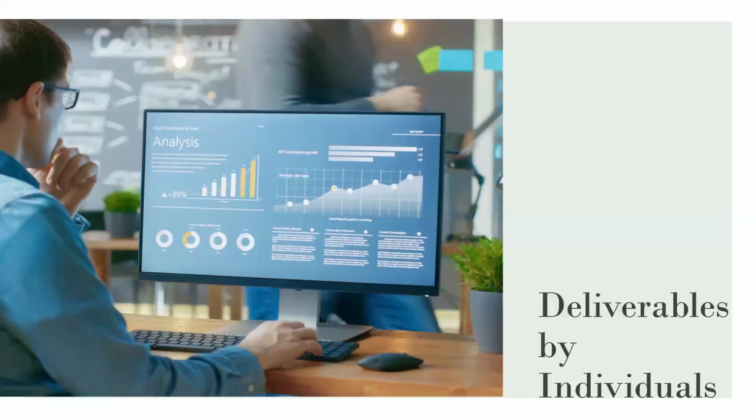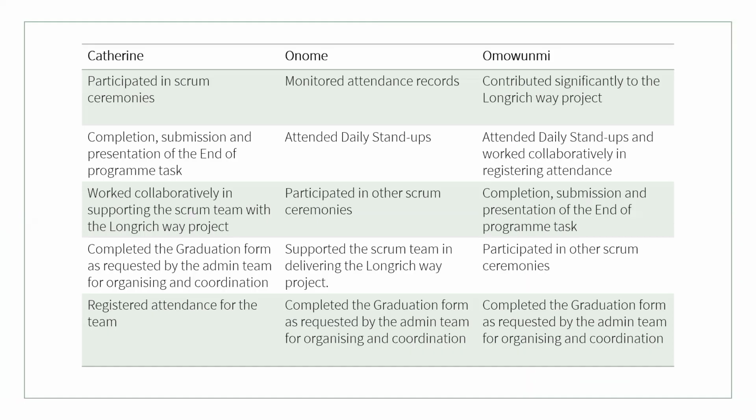In the next slide, we'll be taking a look at individual deliverables during this sprint. Next slide, please. We did receive submissions from 3 members of the team. The other team members were unable to send in their reports of their individual deliverables due to personal and unavoidable constraints. However, we have reports from me, Onome, and Omomi. They're all stated here. Next slide, please.